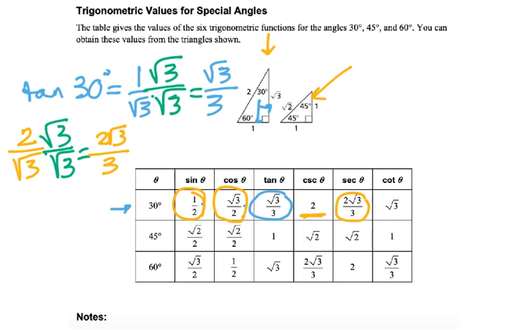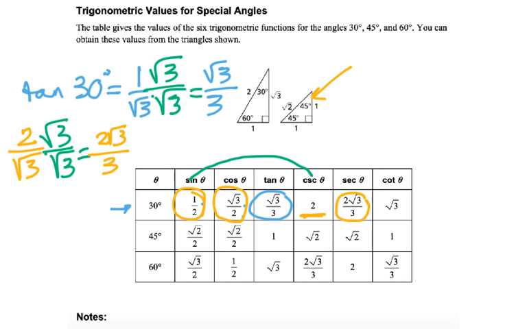And then cotangent is going to be adjacent over opposite, which is just going to be root 3 over 1. So if you've got those in the bottom of your notes, here's how they relate.